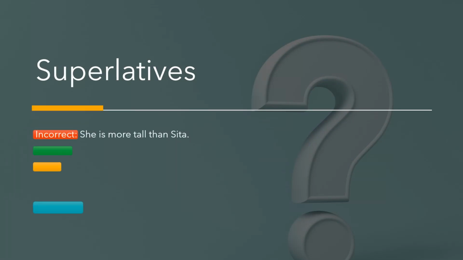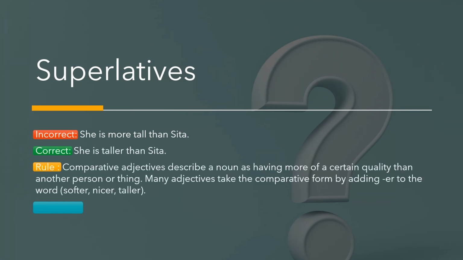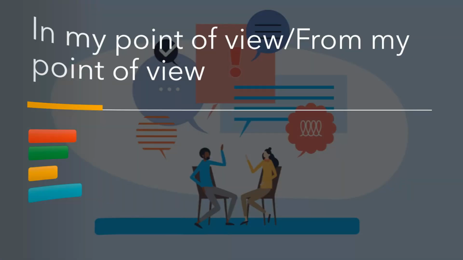Superlative. She is more tall than Sita. Correct? She is taller than Sita. Comparative adjectives describe a noun as having more of a certain quality than another person or thing. Many adjectives take the comparative form by adding "er" to the word: softer, nicer, taller. She is shorter than Ram. He is smarter than David.